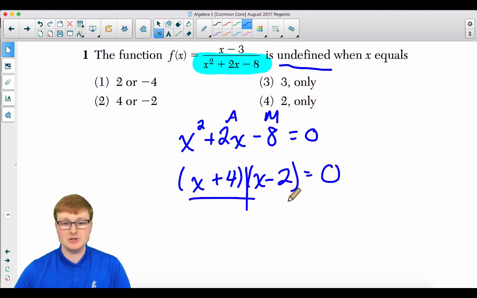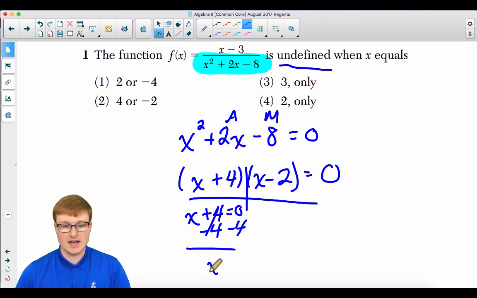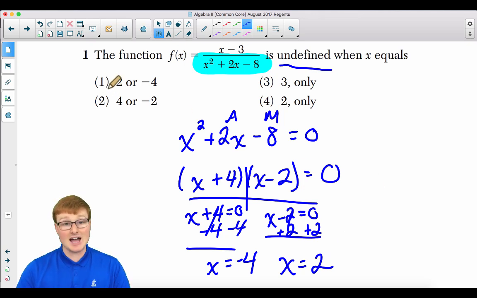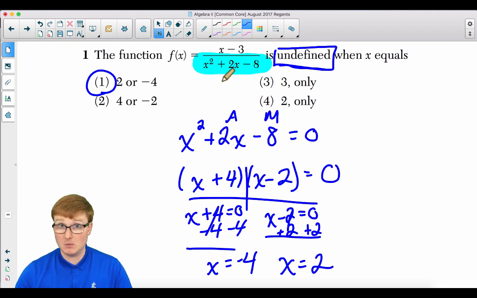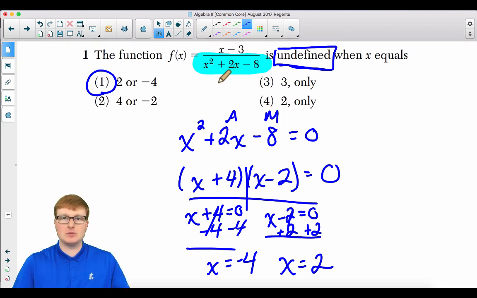Set that equal to 0. Do your T-bar and solve. So you get x plus 4 equals 0. Subtract the 4 on both sides, and you get x is equal to negative 4. Over on this side, you get x minus 2 equals 0. You add that 2 on both sides, and we get x is equal to the number 2. So your answer is actually choice 1, 2 or negative 4. When you input those two values into f of x, that's where the denominator is 0. Undefined in this context means when is the denominator 0, and the denominator can never be 0 because that's where it's undefined, and that's exactly what the question is asking you to do. So your answer is choice 1.